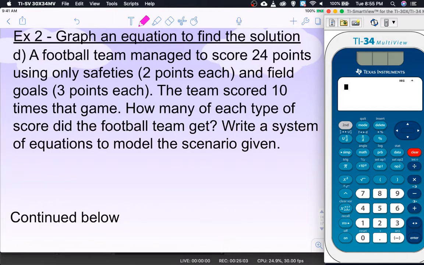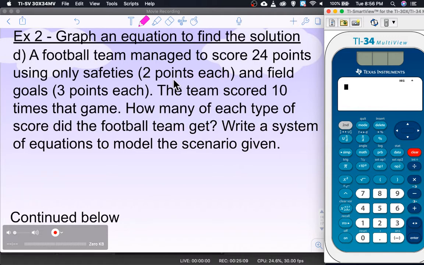Okay, so let's see here. It says a football team managed to score 24 points using only safeties, which are worth 2 points each in case you're not a football person, and field goals, which are worth 3 points each. The team scored 10 times that game. How many of each type of score did the football team get? Write a system of equations to model the scenario given.